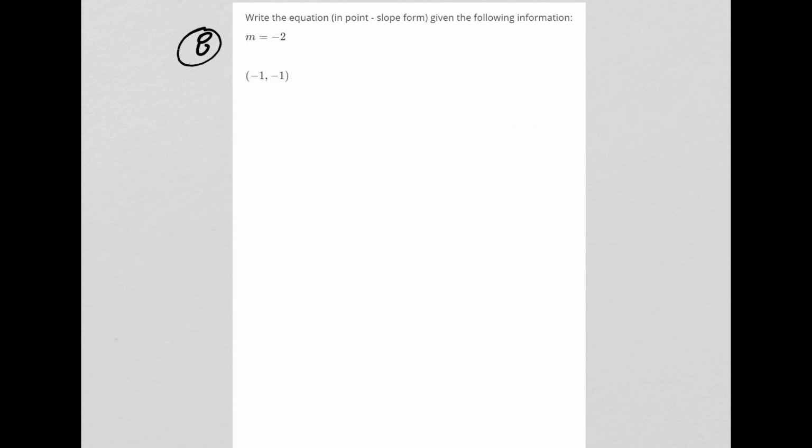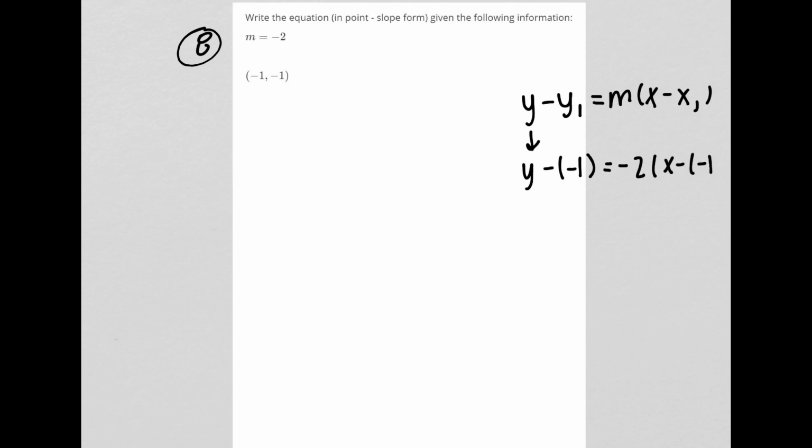Number 8 is just like number 7 where we're writing the equation. So I'm going to write that point slope again. Y minus y1 is equal to m times x minus x1. Remember that y stays the same, minus the y value of our point is -1. It's equal to m that I give you, which is -2, times x minus, and our x1 is also -1.